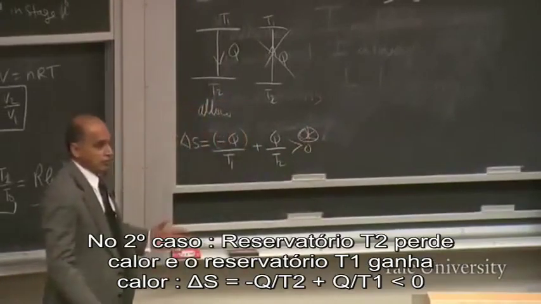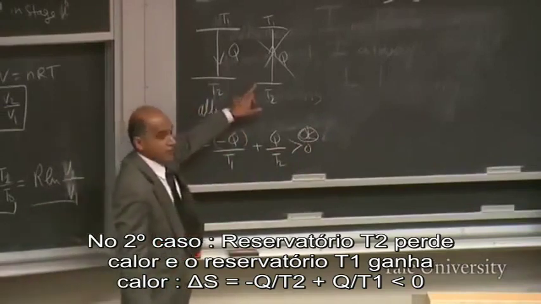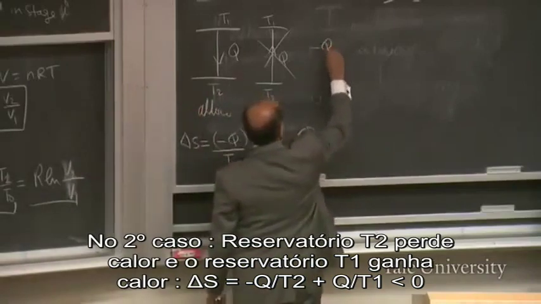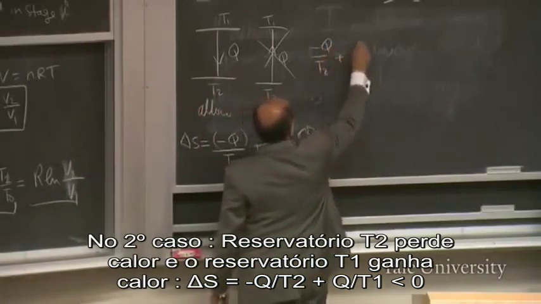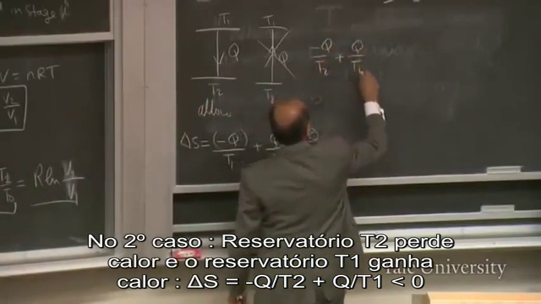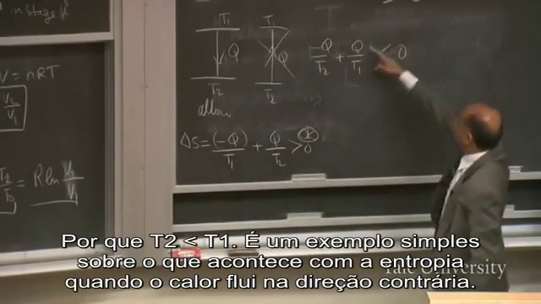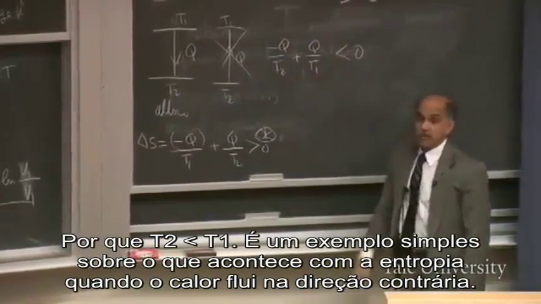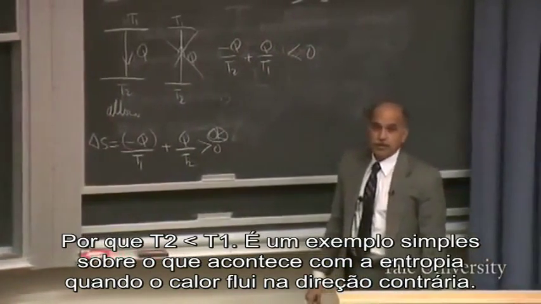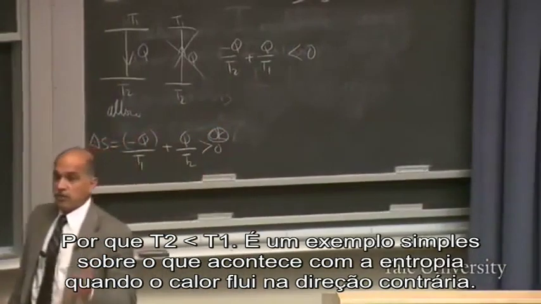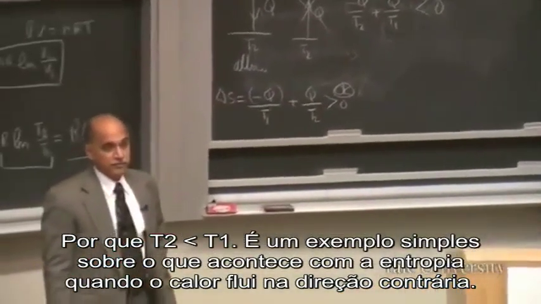By the same token, if you take this process, when heat flows uphill, then this reservoir loses some heat Q at temperature T2. The other one gains heat Q at temperature T1, but this is clearly less than 0 because this positive number is smaller than this negative number. So there you have a very simple example where if heat flows the wrong way, the entropy of the universe goes down.